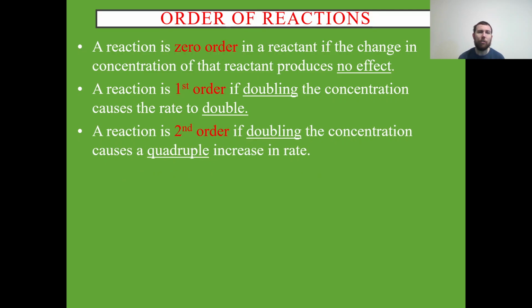Now, a reaction or a reactant is second order if you make a change in the concentration, then it's going to cause an increase in the rate that's equal to that change squared, right? So for example, if I double the concentration for something that's second order, what I would anticipate seeing is that the rate would increase by a factor of 4. It would quadruple.